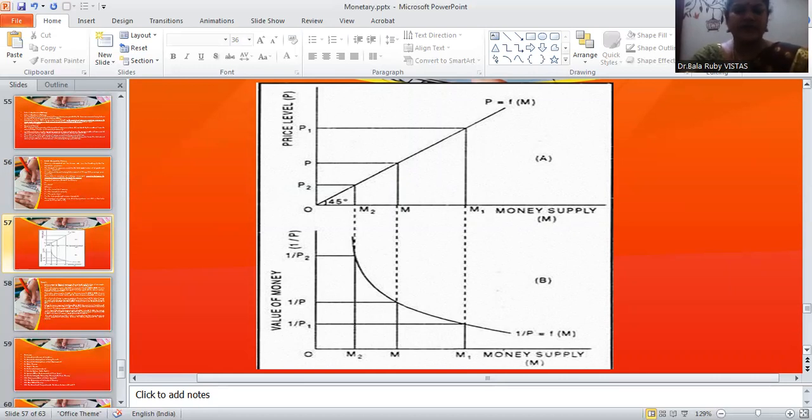Now you come to this lower panel. In this lower panel also, the x-axis measures the money supply. But on the y-axis we measure the value of money.